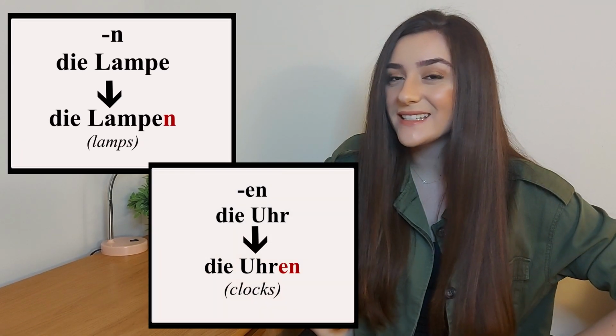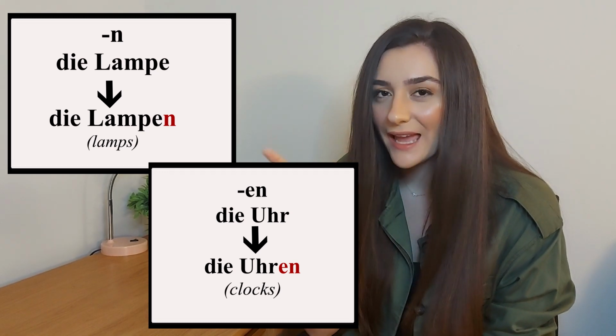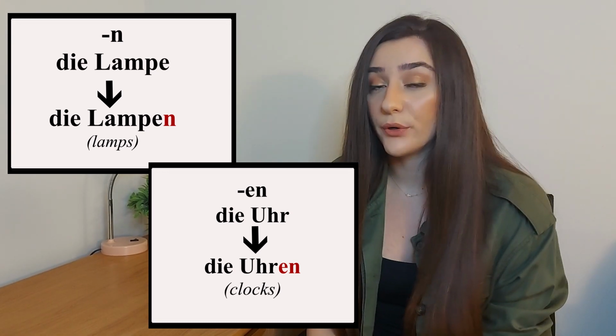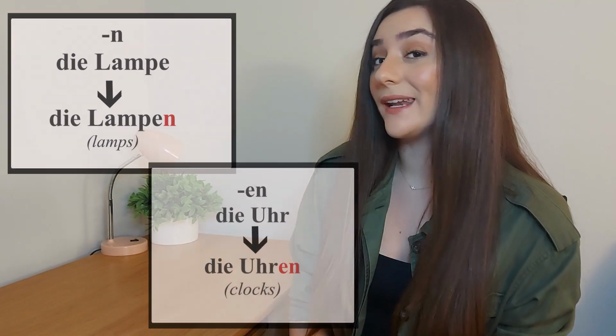Though, what happens with the feminine nouns, right? Most feminine nouns get the ending n or en. For example, die Lampe, die Lampen, die Uhr, and die Uhren.